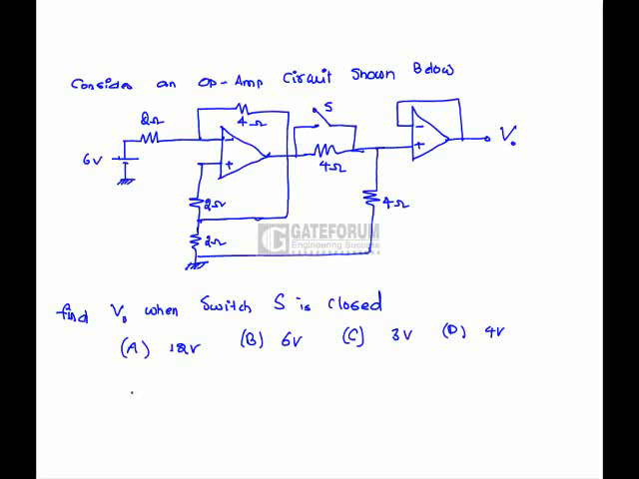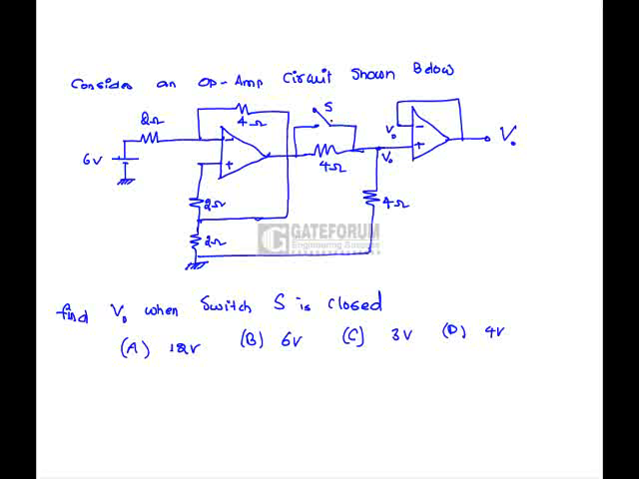Consider an op-amp circuit shown below. Find V0 when the switch is closed. When the switch is closed, that means the 4 ohm resistor is short circuited with the switch. Here this point is V0, and from the virtual short circuit concept, this node is also at potential V0.